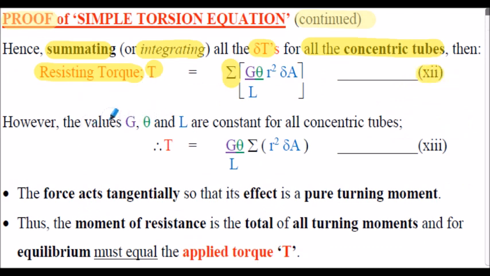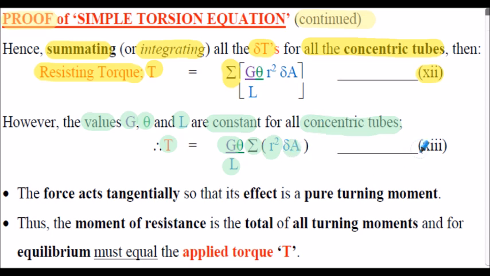However, we know that the values of shear modulus G, angle theta, and the length of the shaft are all constant for all concentric tubes. That relates back to our assumptions made in our theory. So therefore the equation 12 above for the resisting torque can be written as G theta upon L outside of our summation or integral sign, and inside the sign we have the r squared delta A terms.